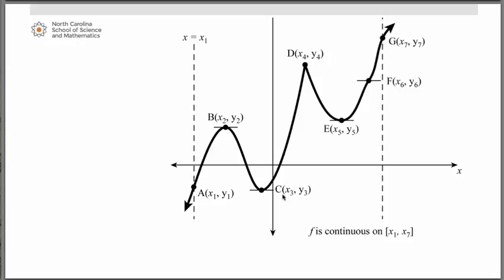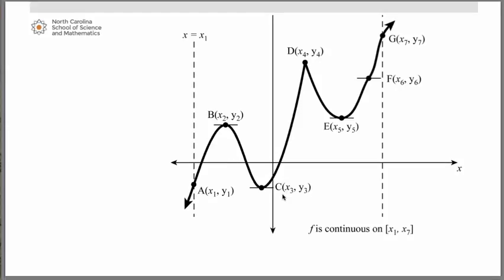So how does this relate to derivatives then? Let's consider on the curve locations at which the tangent line to the curve would have a positive slope. Now there's infinitely many places at which that would occur because there's infinitely many points on any interval. So for example, if I had a point here on the curve in between the point A and the point B, if I were to draw a tangent line, that tangent has a positive slope. Same thing up here. Tangent lines here always have a positive slope.